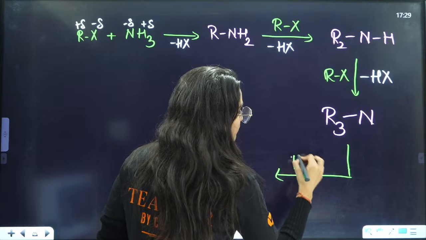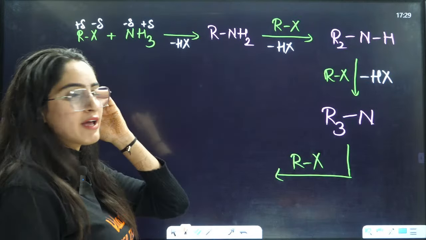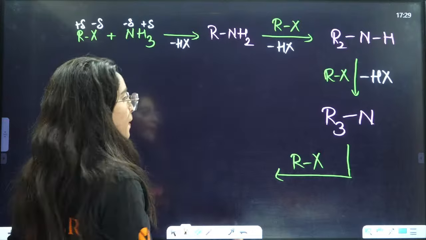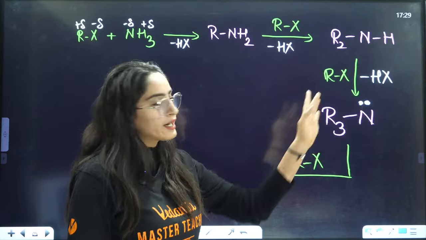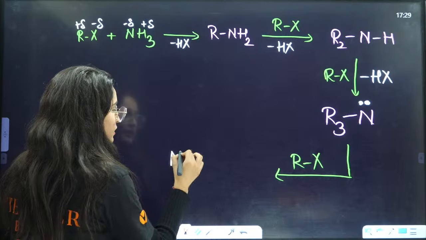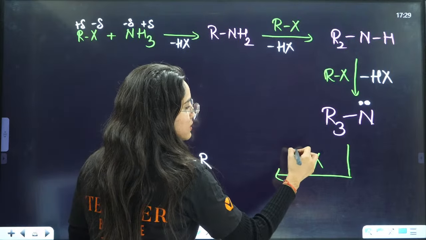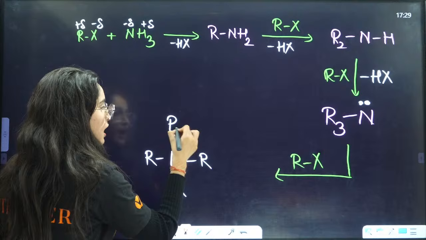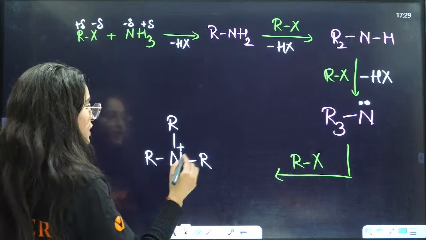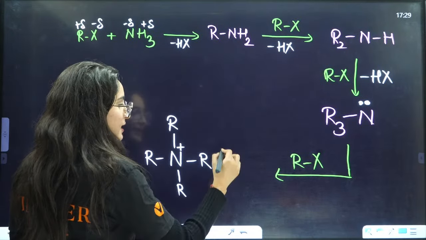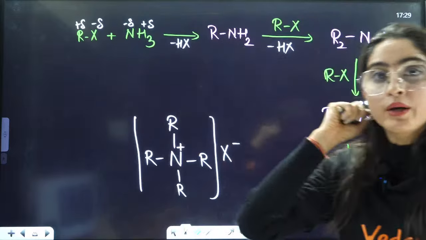Now I am saying that one more RX you are adding, that means excess of RX. So again what will happen? Now we don't have any hydrogen, so there is no release of HX. But you have the lone pair here, so this R part will get linked to the lone pair. It will be N with 4 R, because the R will attack over here. Nitrogen which has 4 bonds is having a positive charge, and to this you will have X negative. This is formed, and that is your quaternary ammonium salt.